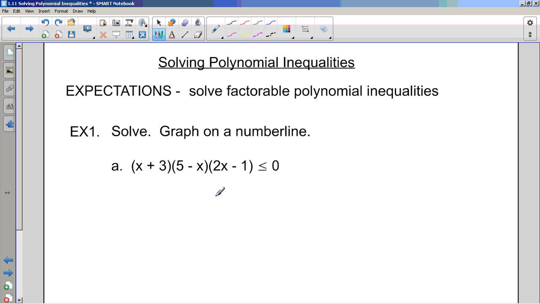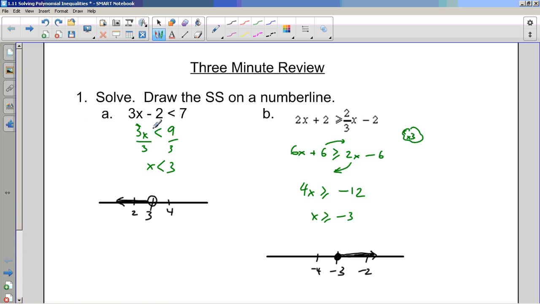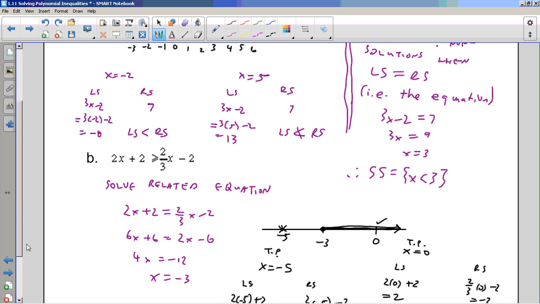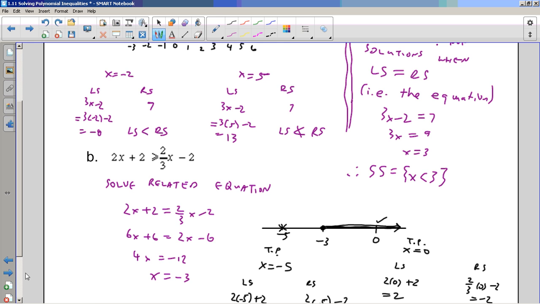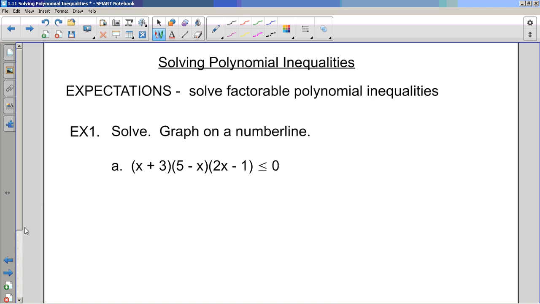Well, we're going to use one of our other techniques. Not the one where we're isolating x, but either a test point solution where we solve the related equation and then look for these intervals of solutions, or we can even try a graph. How would that look when it comes to polynomial equations? Well, we'll see in just a second. So first of all, what do we got here? We've got a polynomial inequality.